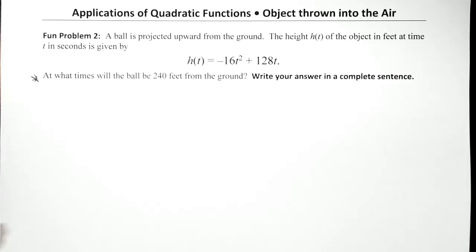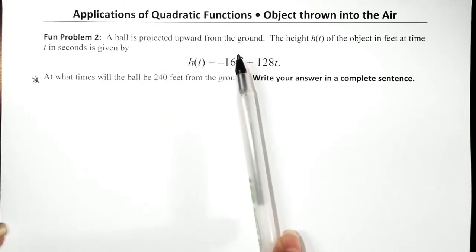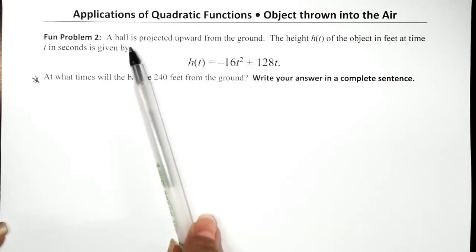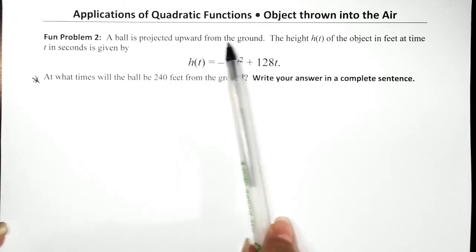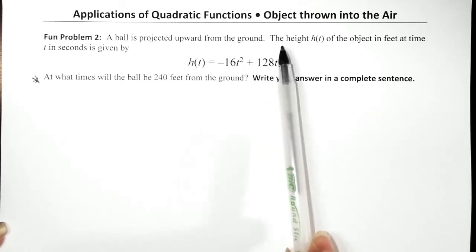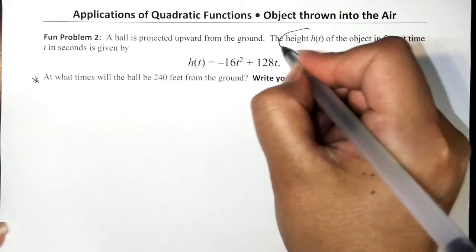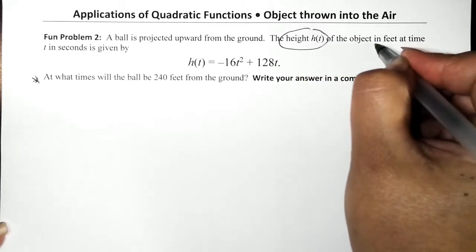So from the top, a ball is projected upward from the ground. I lost my Play-Doh, so I'll just use my pen. We have a ball, it's projected upward from the ground. So it's right here, we toss it, and then it comes back. The height h of t of the object in feet. So once again, h represents the height and the units are in feet.